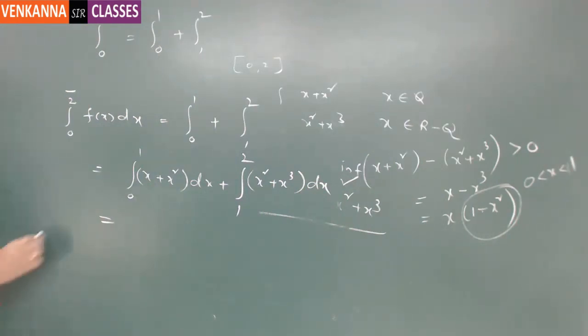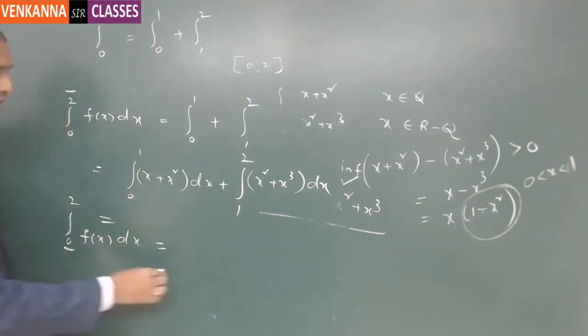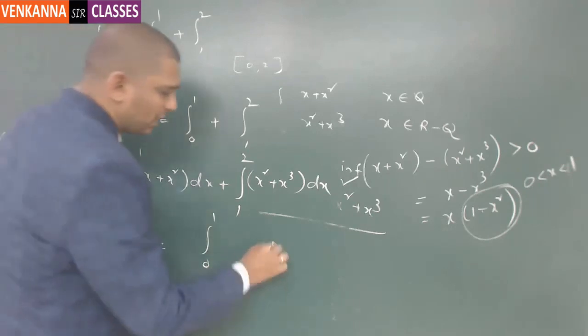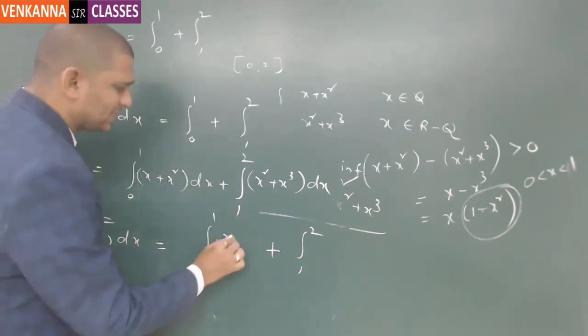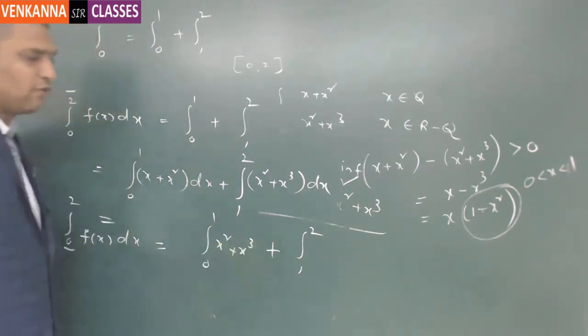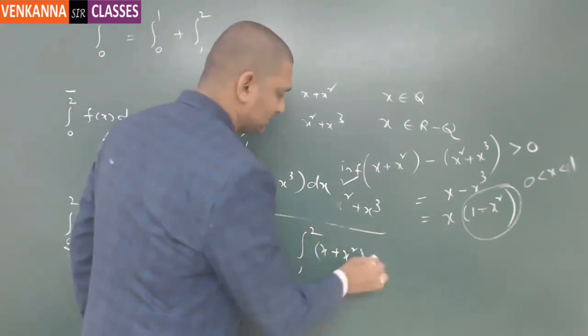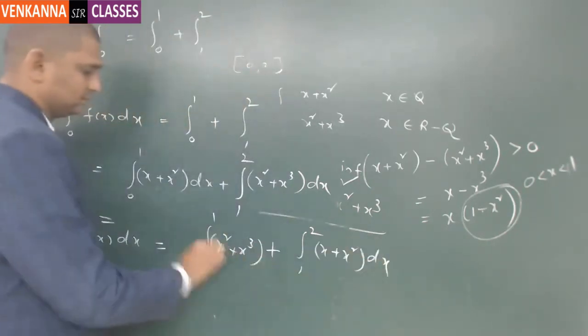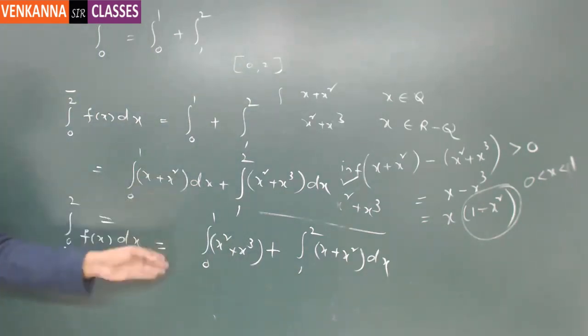So if you want the lower integral, integral 0 to 2 of f bar of x dx, you are taking the lower integral, integral 0 to 1 plus integral 1 to 2. In integral 0 to 1, the lower part is given by x square plus x cube. From 1 to 2, the lower part is given by x plus x square dx. Now you are going to calculate the two integration values and you can tell me what the values are.